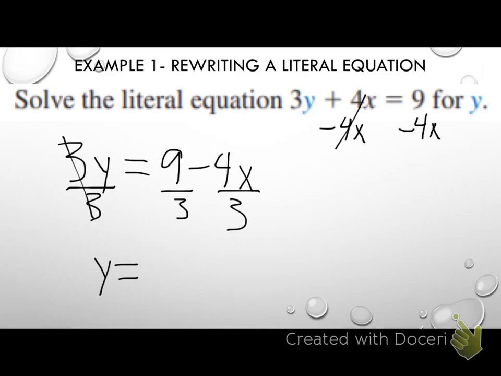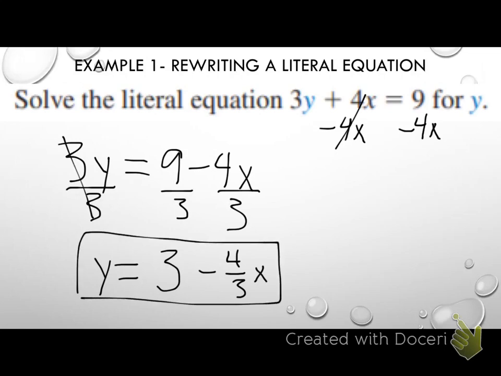9 divided by 3 gives me 3. Will 3 go into 4 evenly? No. Is 4 over 3 in simplest form? Yep. So I'm just going to leave it as negative 4/3 x. Y is now by itself. There's my new equation. We okay with that? Any questions, comments, concerns, or confusion that I can clear up?